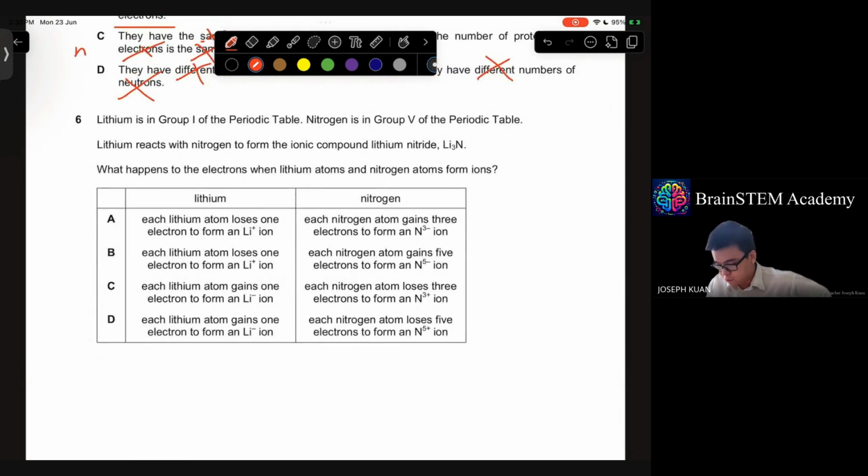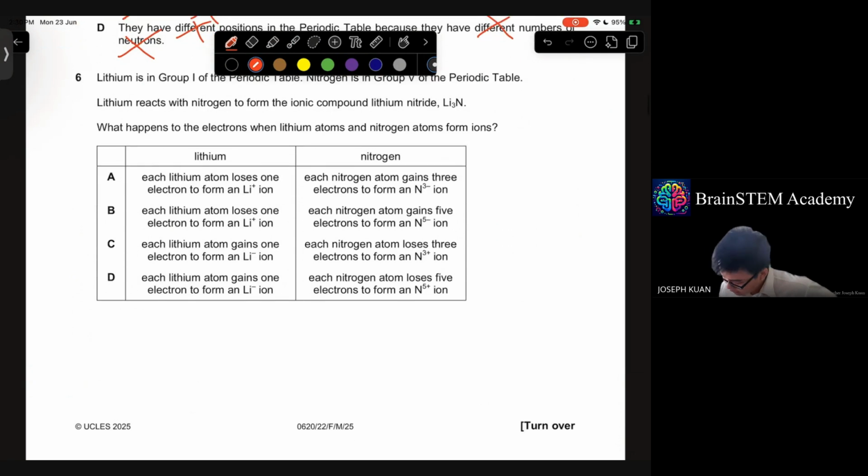Lithium is in group 1 of the periodic table. Nitrogen is in group 5 of the periodic table. Lithium reacts with nitrogen to form the ionic compound lithium nitride. What happens to the electrons when lithium atom and nitrogen atom form ions?